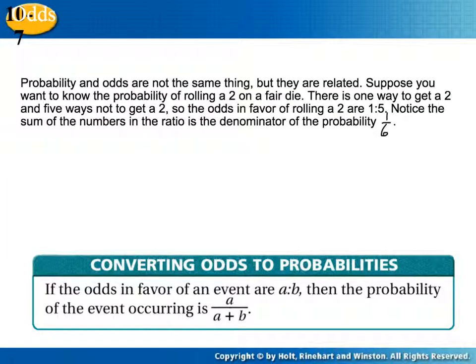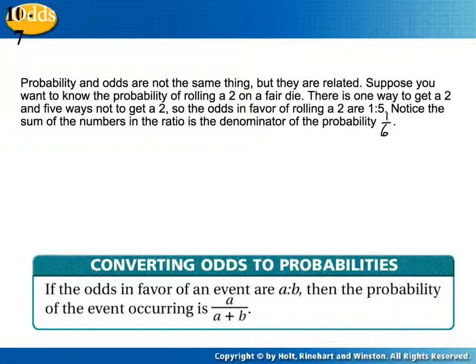All right, so you don't have to write this one down, but if you look at this, probability and odds are not the same thing. They're very similar, but not the same thing. So if I look at this, it says, suppose you want to know the probability of rolling a 2 on a fair die. There is one way to get a 2 and 5 ways not to get a 2.